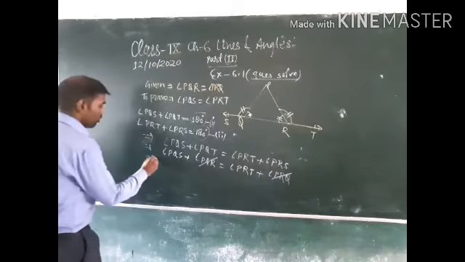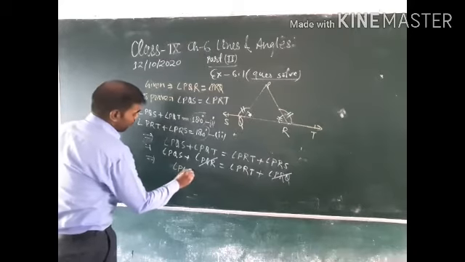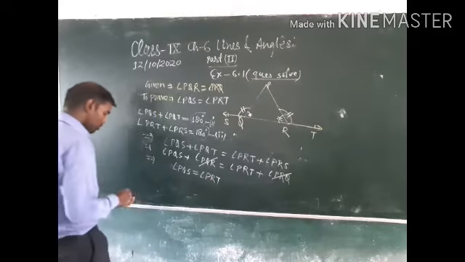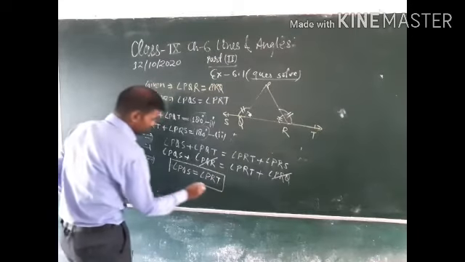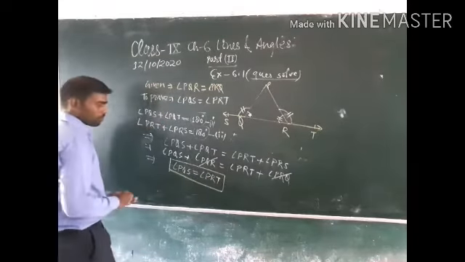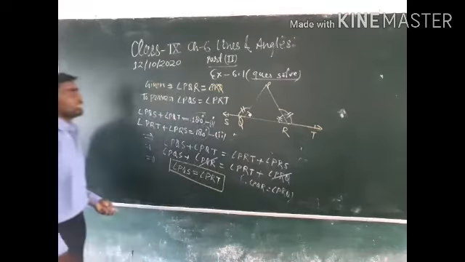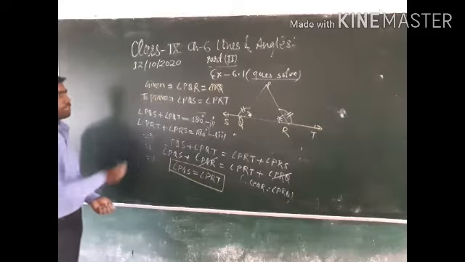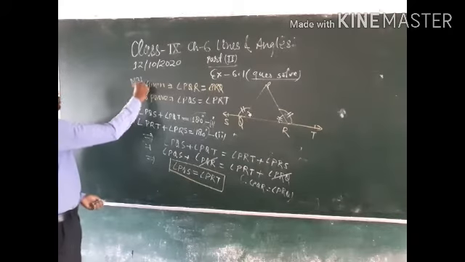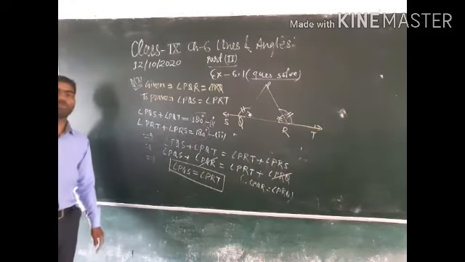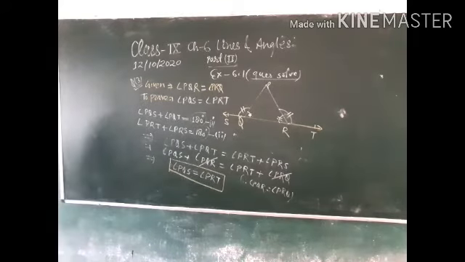So we get PQS is equal to PRT. Hence proved. We can write this here: PQR is equal to PRQ. So this is the complete solution of question number 3, exercise 6.1. Please pause the video and note it down.